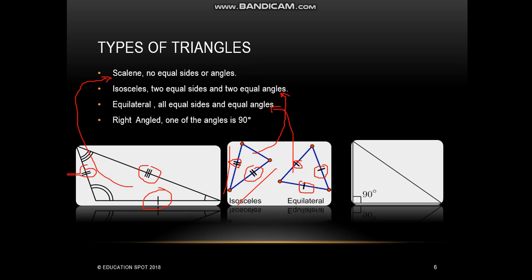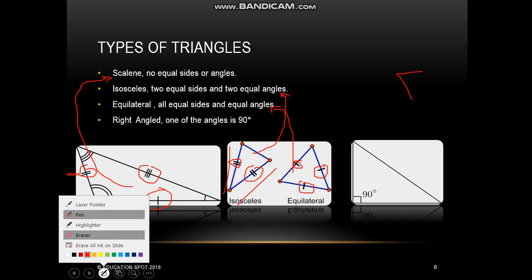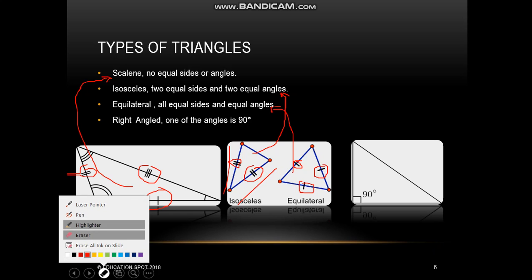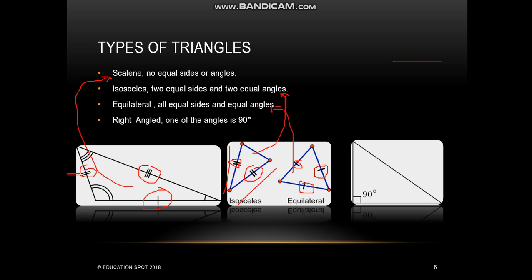A right-angled triangle has 90 degrees on the corner. It can be orientated in any manner, face down or faced up, but as long as it has this box at this edge, it means it's a right-angled triangle. And that's basically all you need to know about the basics of Euclidean geometry.